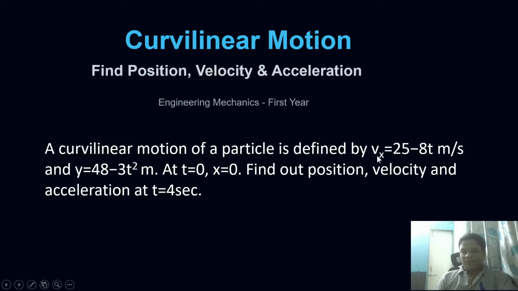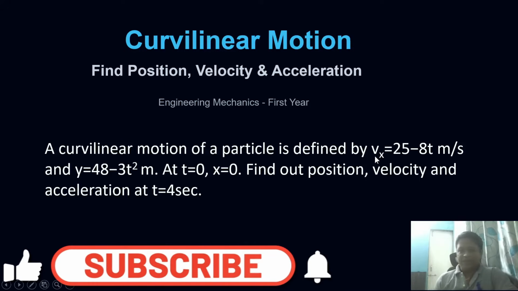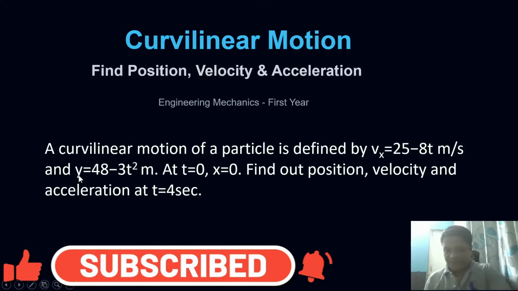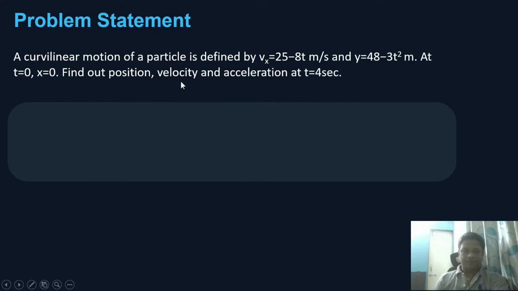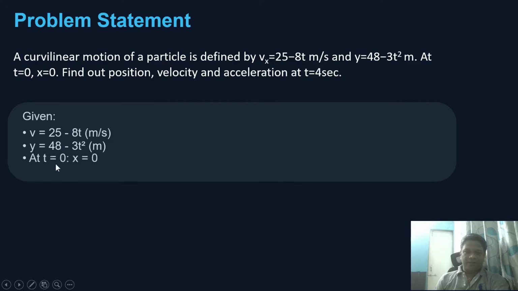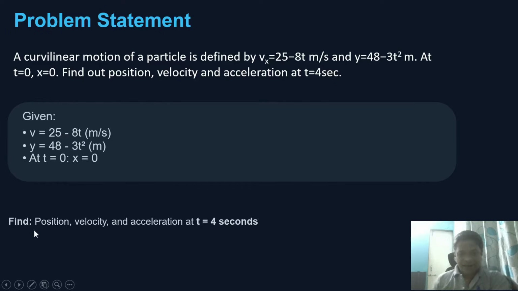Here the equation of Vx, the velocity in x direction, is given, and the displacement equation is given. So this is the given question. Now we'll note down the given data. First the equation of Vx is given, 25 minus 8t, and the equation of y is given, 48 minus 3t square. And the condition is given that at t equal to 0, displacement is equal to 0. Find the position, velocity, acceleration at t equal to 4 seconds. In this way, you have to write the given data and what findings are required. So it will be easy to use the appropriate formula.